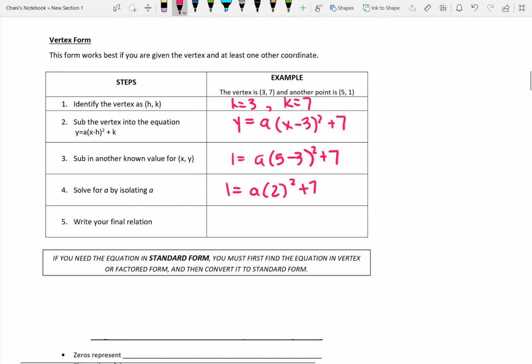Oh, I took up too much room. I should have left more space. Okay, here, I'll finish this over here. So 1 equals 4a plus 7. So 4a equals -6. So a is -3 over 2. So your equation would be this.